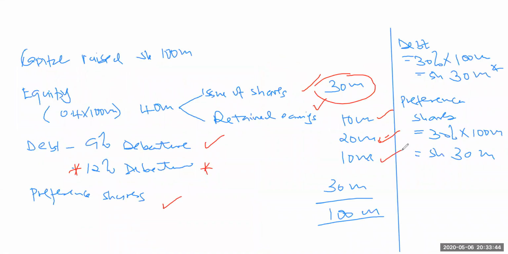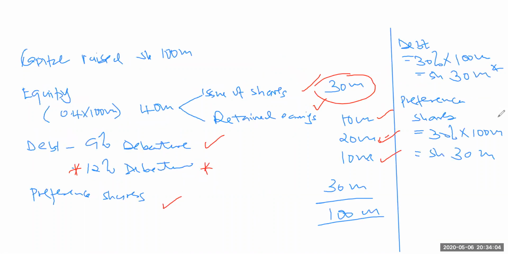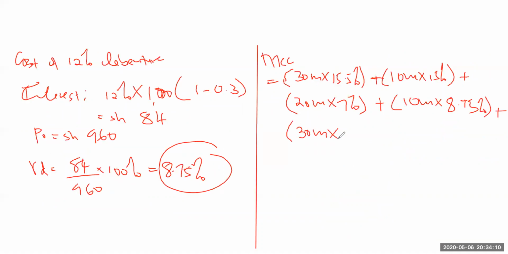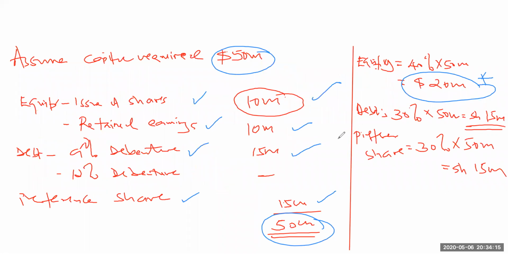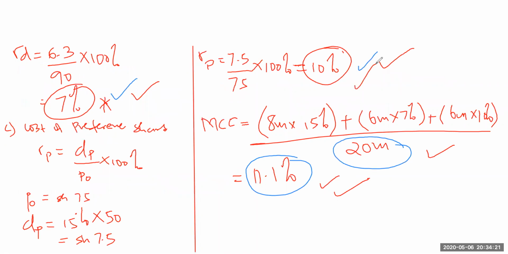Then 10 million will come from the 12% debenture at a cost of 8.75%. Then this company also has the preference share, 30 million. And the cost of preference share remained the same, which was 10%, I suppose. Because the preference share was how much? Yes, it was here, 10%.